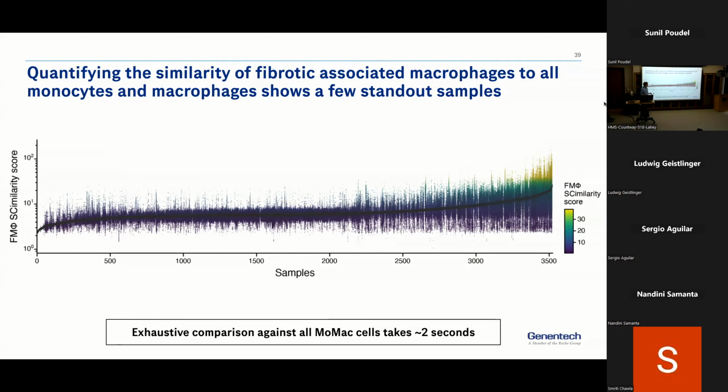And actually, if 2 seconds is too slow, what I'm showing here is an exhaustive comparison, taking this prototype fibrotic macrophage and computing the distance to every single monocyte or macrophage in this collection. But if you just want to do an approximate search, like take 1,000 nearest neighbors, that takes a 20th of a second. So you can do the slow version or the fast version.